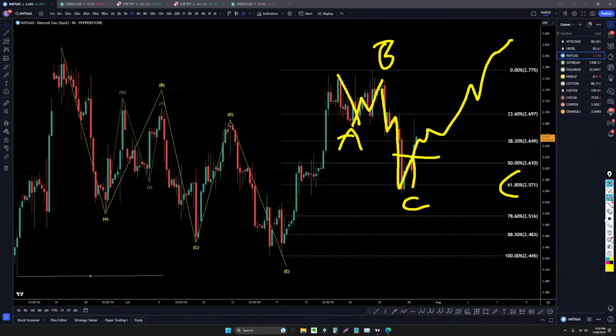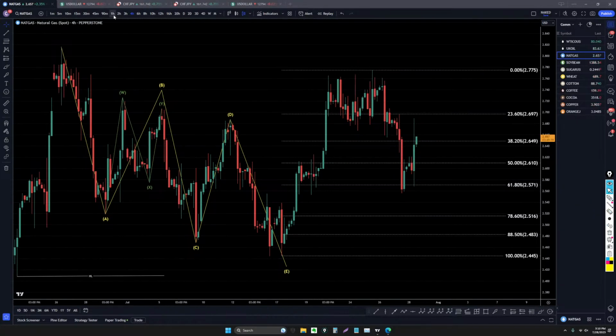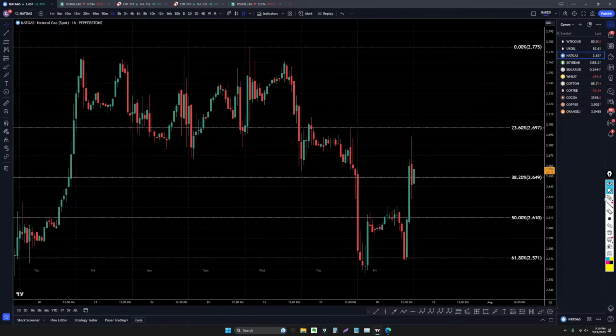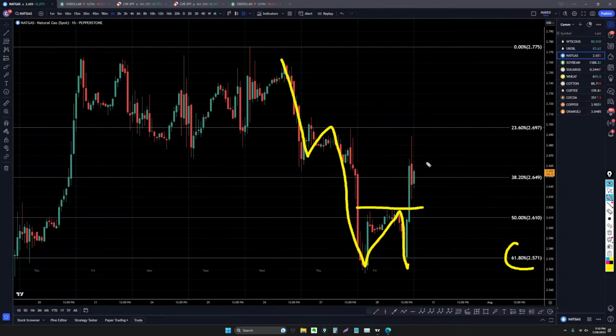I don't know where Dice Grail is, but she'd better be long on that one. I'm sure she is. 1, 2, 3, 4, 5 down, 61.8. Break of structure. That looks like a long for sure. Like, definitely looks like a long.